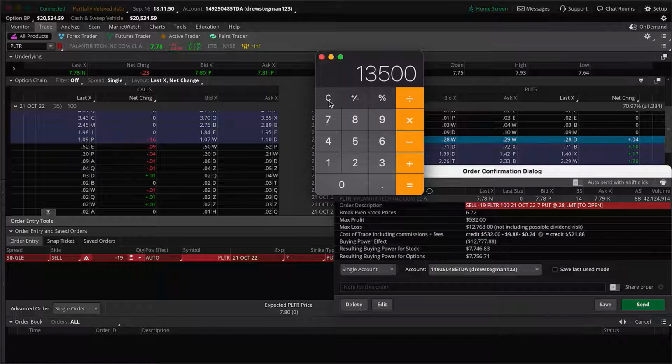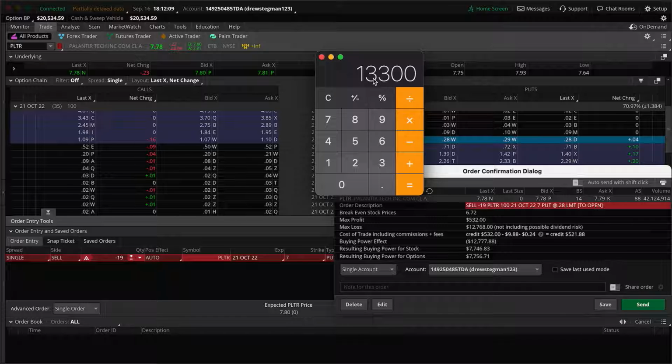Well, you get the idea. So basically, it's the break even. You take the 12,768, just add the premium of 532 back in, and you'll see that it comes up to, I guess I did $13,300 by accident, but nonetheless, you get the idea. Okay, so we're selling 19 of those contracts.